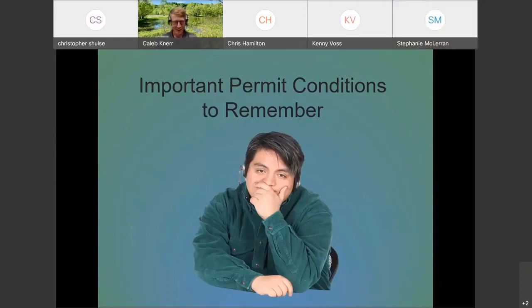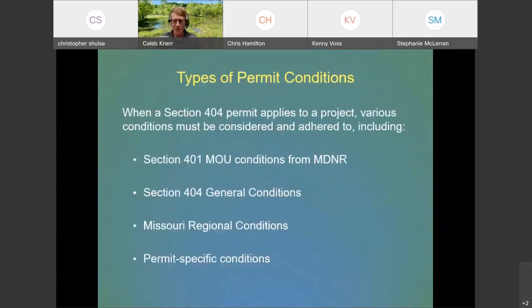All right, thanks, Stephanie. So kind of going into this next part of the presentation, I'm just going to talk about the permit conditions. These apply to all of our nationwide permits and individual permits, with the exception of the MOU conditions. Those only apply to nationwide permits, and kind of that process Stephanie talked about. The individual 401 conditions can apply to those individual permits.